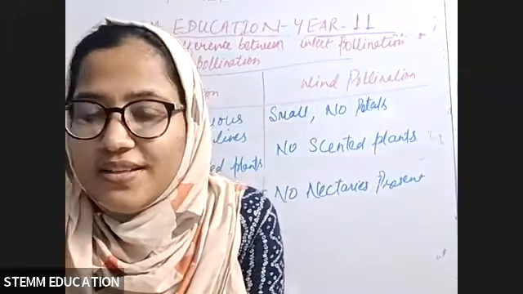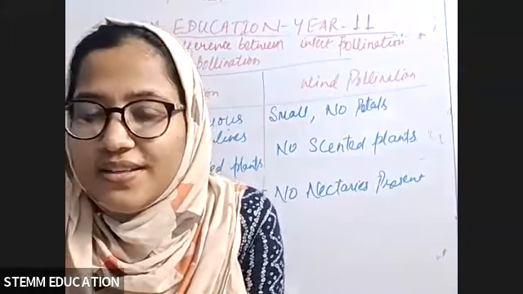Sticky or spiky pollen grains. In flowering plants where insect pollination happens, they have sticky or spiky pollen grains. That's why they can stick to the insect's body.